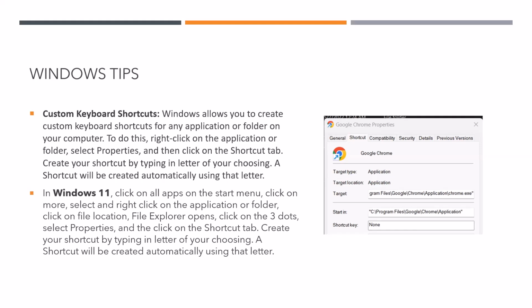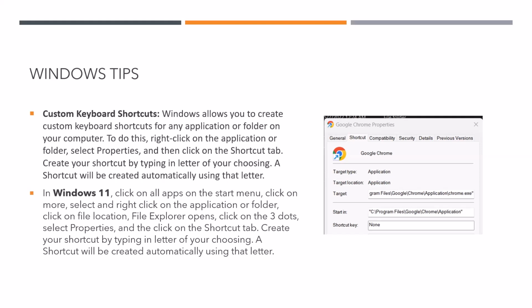For instance, if I wanted to make a shortcut for Google Chrome, I could type in a G, and then the shortcut would be Control-Alt plus G. And if you have shortcuts on your desktop that you want to access using a keyboard shortcut, just right-click on it and then click on the Shortcut tab.